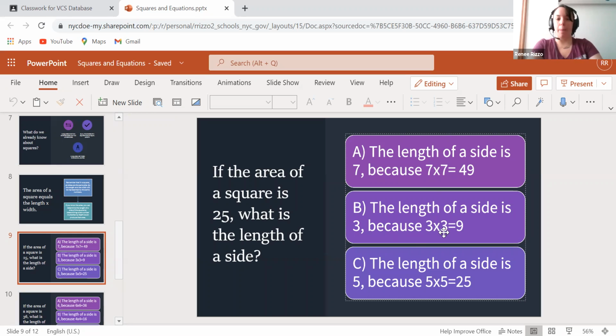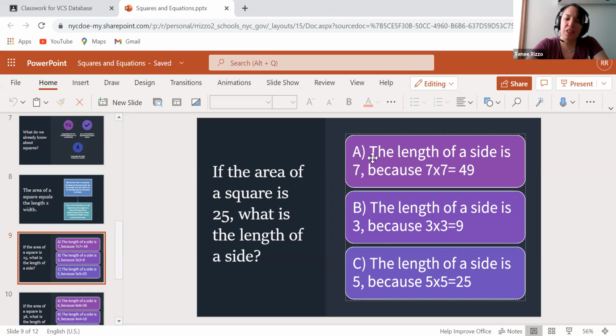3 is multiplied by 3, so both of these sides have the same length. 5 is multiplied by 5, so both of these sides have the same length. But which equation gets us to the area of 25? For A, 7 times 7 equals 49. That cannot be the length. The length cannot be 7 because we are not looking for an area of 49.